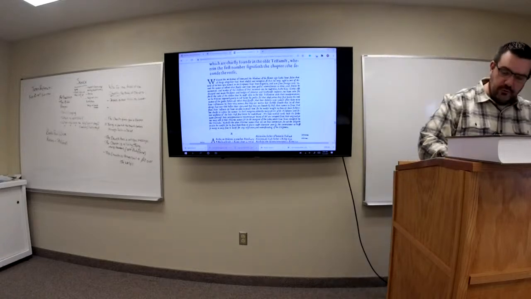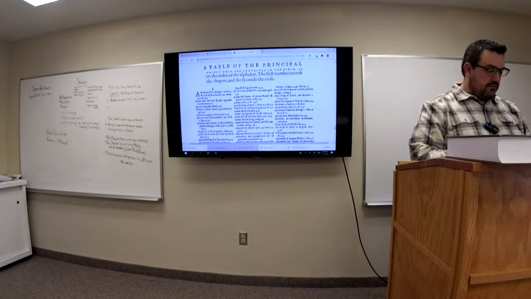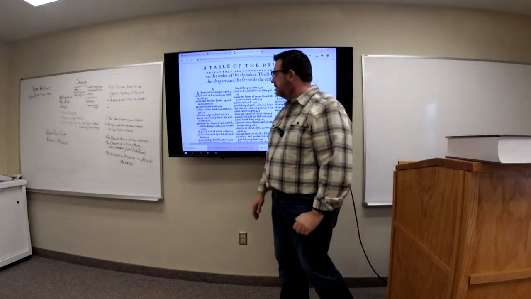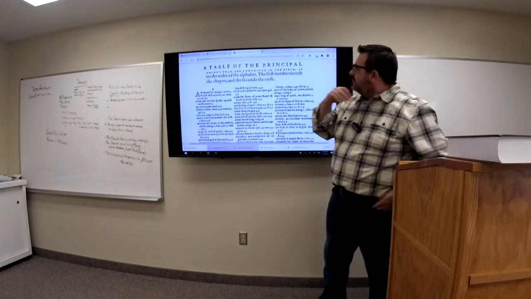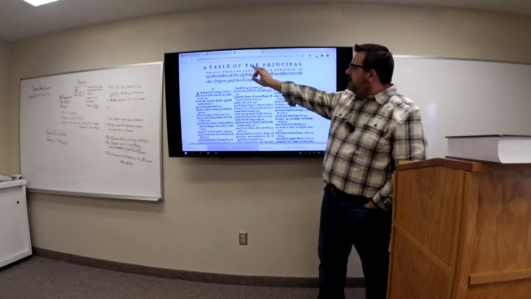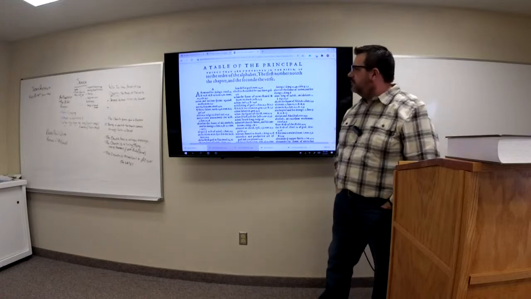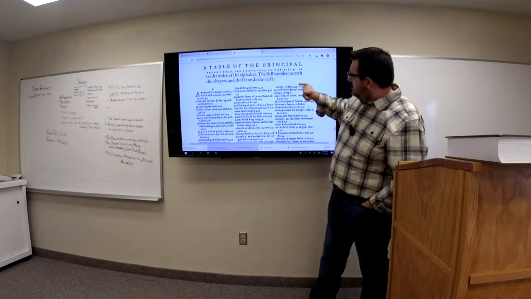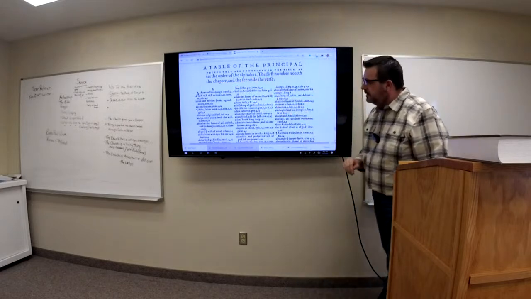So in your notes, go to page 11. I've included a screenshot of the first page. So we have a table of the principal things that are contained in the Bible after the order of the alphabet. The first number is the chapter, the second the verse.